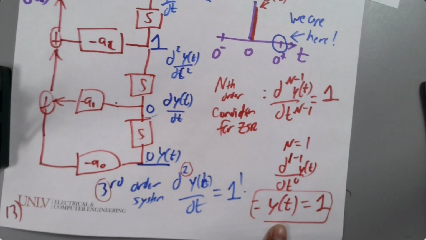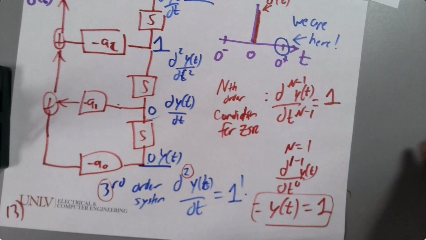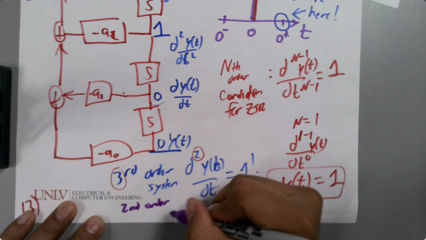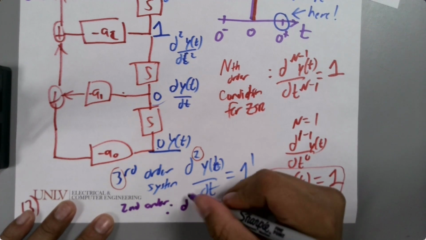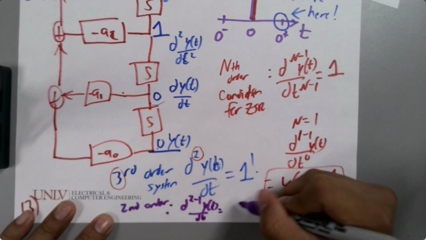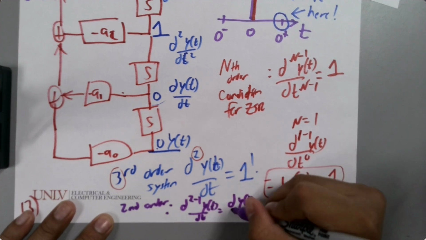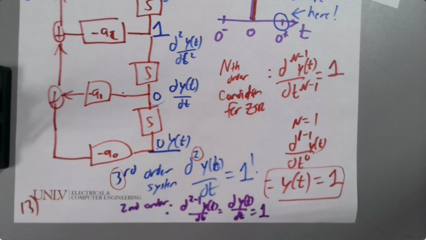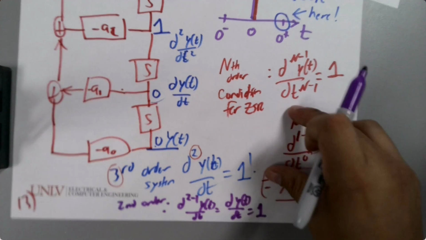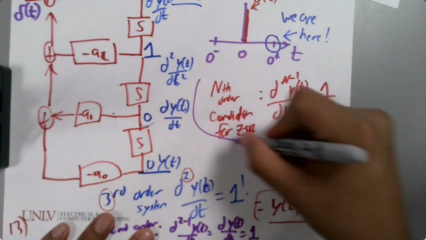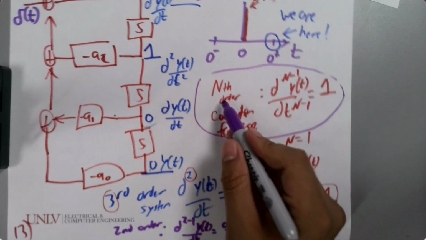Don't do that. If we have a second order system, therefore, d of 2 minus 1 is equal to d of y. That's how you get your conditions. Memorize this. Don't memorize this. Memorize this, okay? So why is that the case?